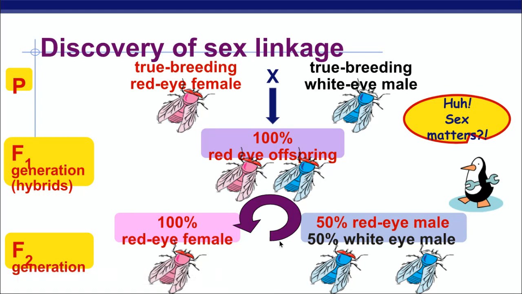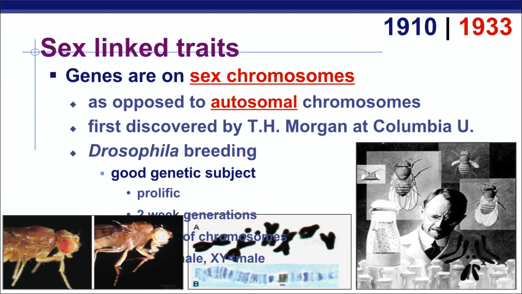So sex does matter in this case, and the reason is that genes are on sex chromosomes. Now, the autosomal chromosomes, 1 through 22 for humans, and in all other organisms that have autosomes, the number depending on what the organism is, have genes other than just the gender.